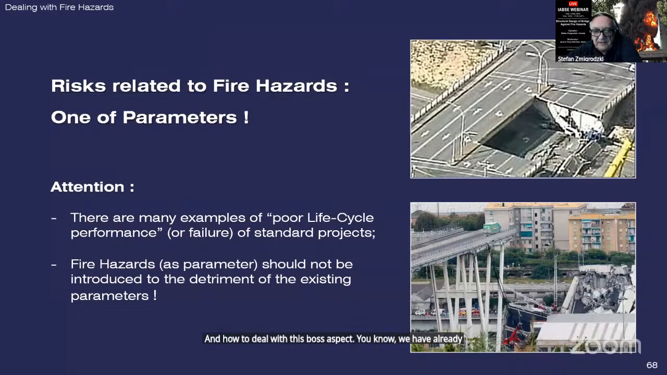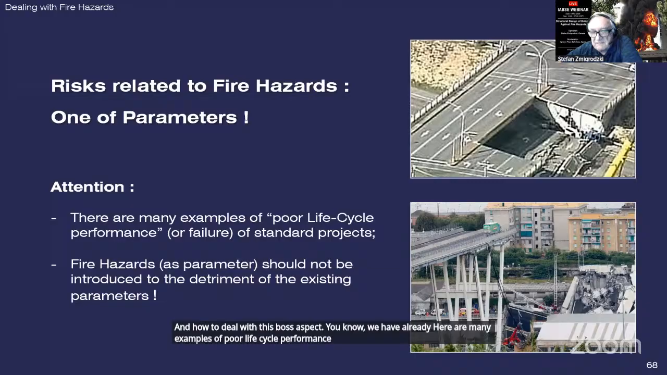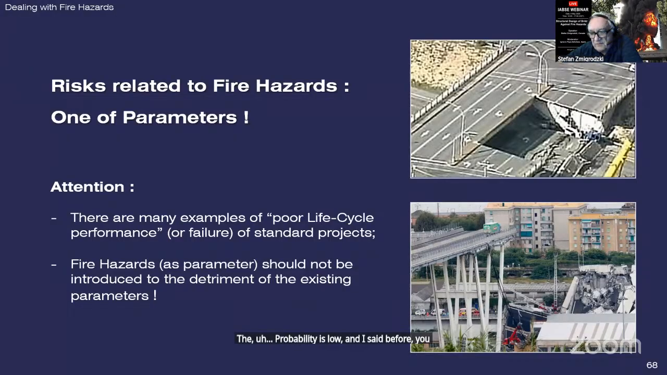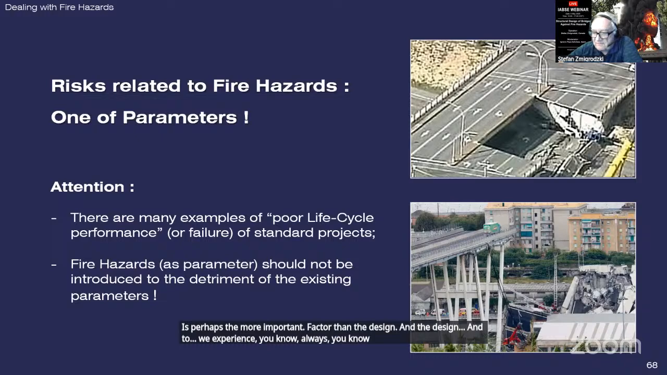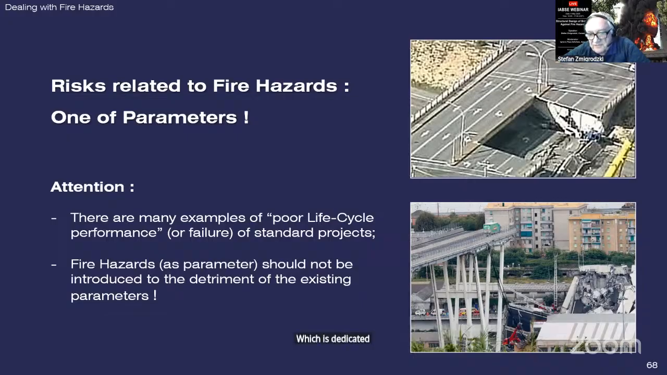We already have many examples of poor life cycle performance of standard projects. So the fire risk should always be put in the perspective of life cycle performance, because the probability is low. And as I said before, dealing with the risk is perhaps a more important factor than the design. And we always experience problems with the performance of bridges and collapses of bridges. I have the pleasure to be vice chair of another task group of the IABSE, which is dedicated to the collapse of bridges. Many examples of the poor life cycle performance of those structures. So that shouldn't be forgotten. You should keep it in mind.